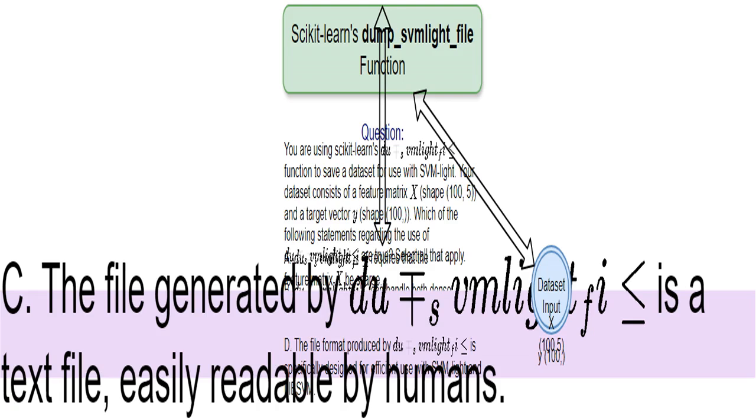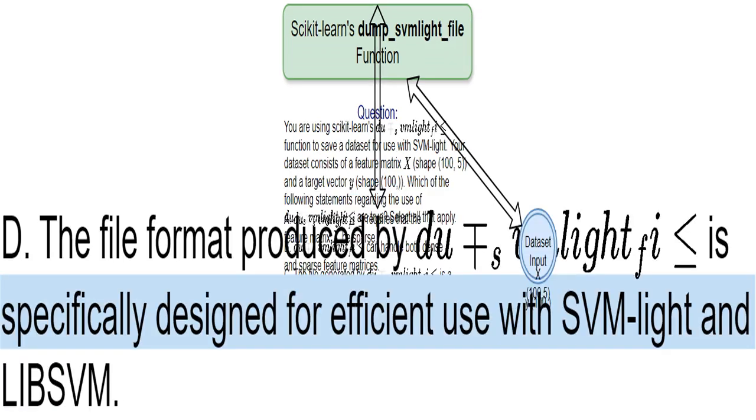The function creates a text file, but this statement says it's easily readable. We must decide if that's true. This says the output is tailored for use with SVMlight and libsvm, 2 popular SVM libraries. I need to verify this statement.